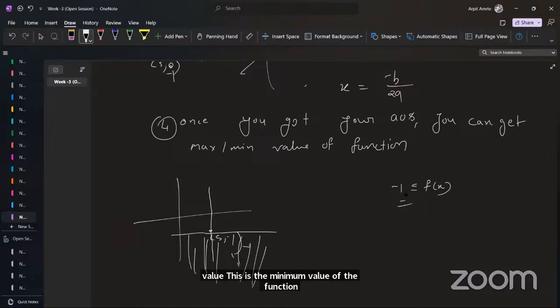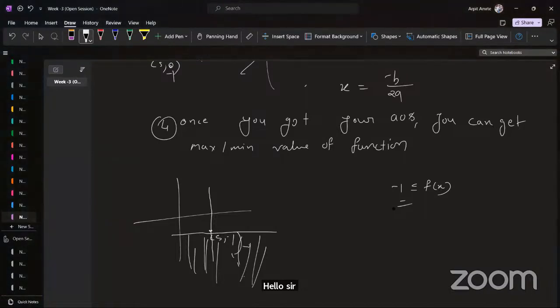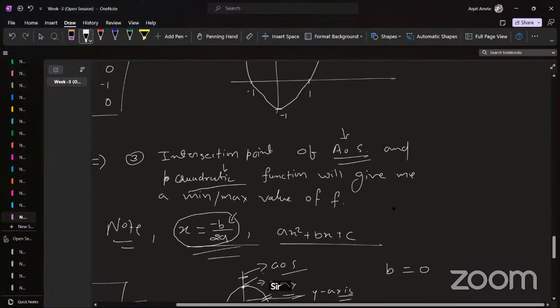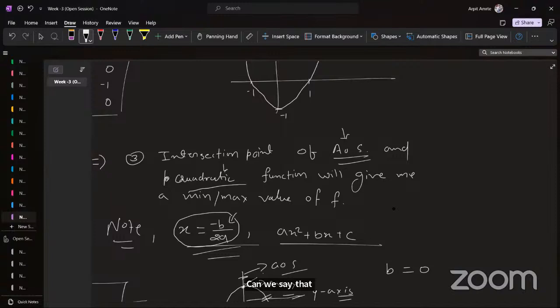Sir, can you please scroll up? Just a clarification. Yeah, here. You said that at the intersection point of the axis of symmetry and the parabola, x is equal to minus b by 2a. So can we say that at the intersection point of the axis of symmetry and the parabola, we'll get equal roots for the function?